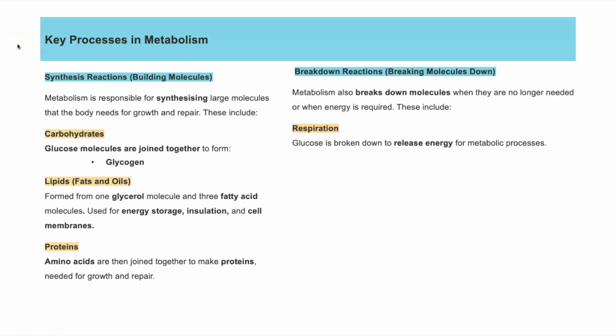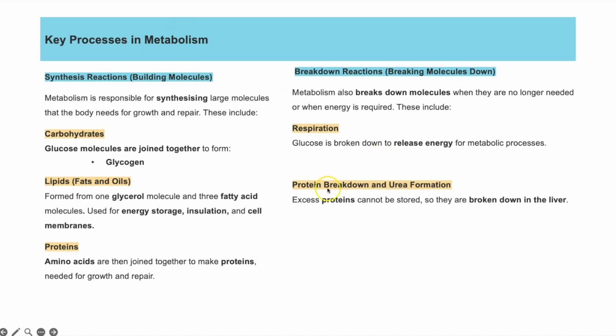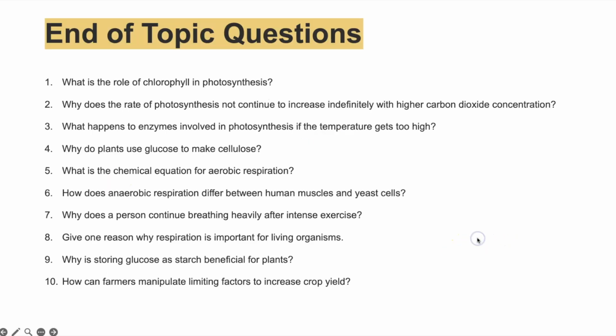So the other set of reactions are those that involve breaking down molecules. And respiration is an example of that because glucose is being broken down to release energy. You can also have proteins being broken down when urea is being formed. So any excess proteins, they actually can't be stored. So they're broken down in the liver into urea, which then gets excreted. And that excretion happens via the kidneys. So that is it for topic 4.